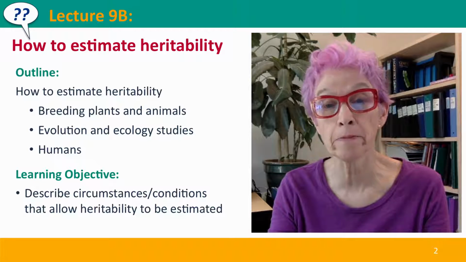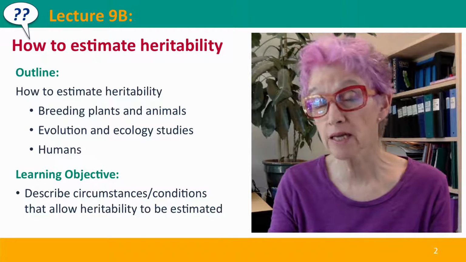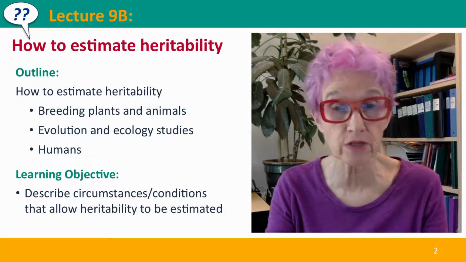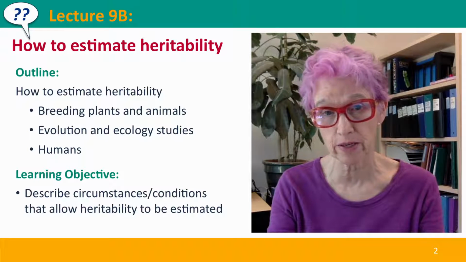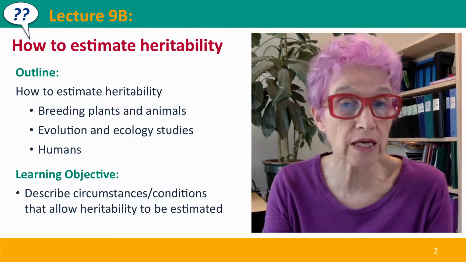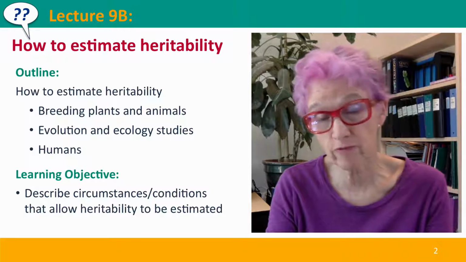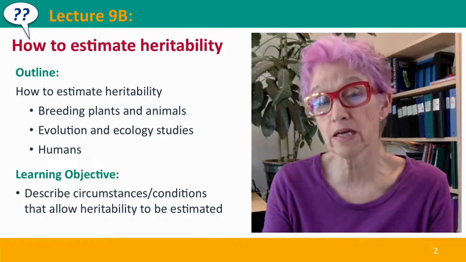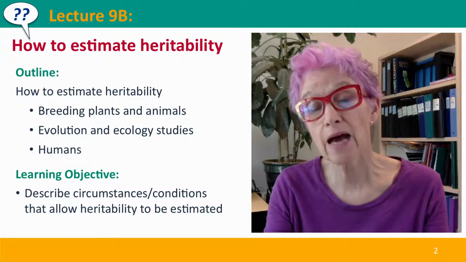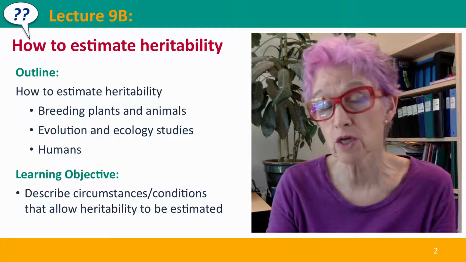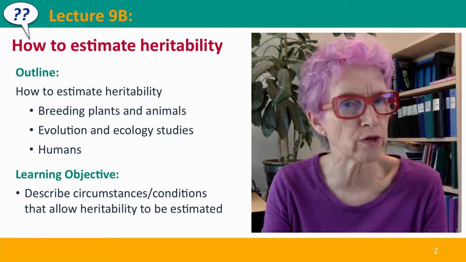This is lecture 9b. We're going to extend our discussion of heritability in the previous lecture to how we can actually estimate heritability. We'll talk about how to estimate it in breeding studies of plants and animals, a way to estimate it for ecological and evolutionary studies, and how to estimate it in humans when we can't actually control what humans do.